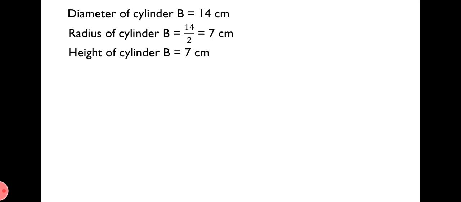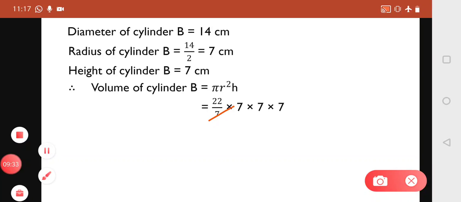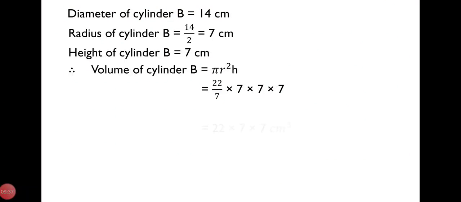Now let's find the volume using the formula, that is volume of cylinder B equal to pi r square h, that is equal to 22 upon 7 into 7 into 7 into 7. So here also we can cut 7. So we will get 22 multiplied by 7 multiplied by 7 centimeter cube, that is equal to 1078 centimeter cube. Here you can say cubic centimeter also.